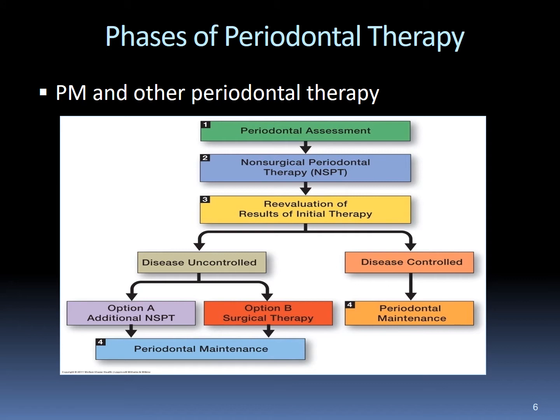Take a moment to study this concept map of the procedures involved in periodontal therapy. Periodontal assessment is followed by non-surgical therapy and re-evaluation. If disease is uncontrolled by non-invasive treatment, options to care are assessed. Periodontal maintenance remains the procedure of choice in monitoring periodontal disease.